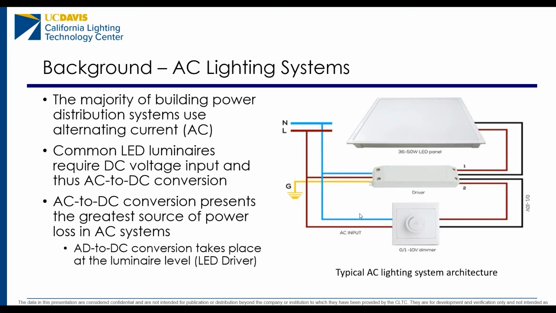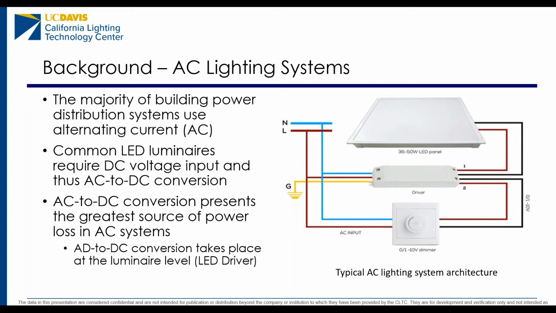As many of you know, most commercial buildings use AC, or alternating current, power distribution systems that receive electricity directly from the grid. Because of this, most subsystems in these buildings, including lighting, are designed to be powered directly off this AC infrastructure. However, most common LED lighting systems and most other digital electronics require DC power to operate. This necessitates an AC to DC conversion for every instance where DC power is needed.